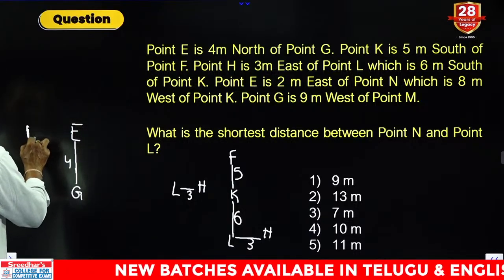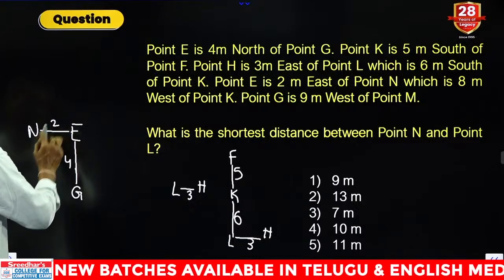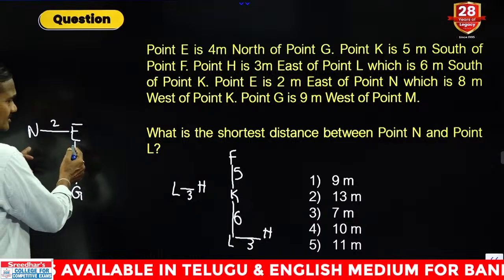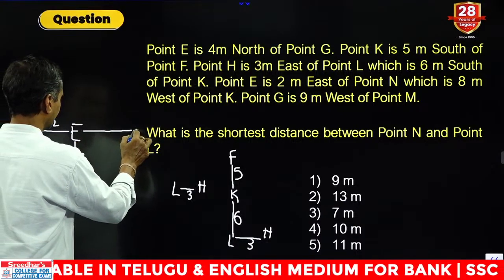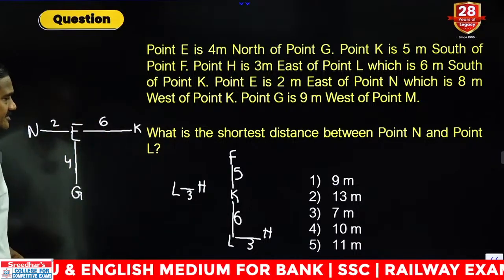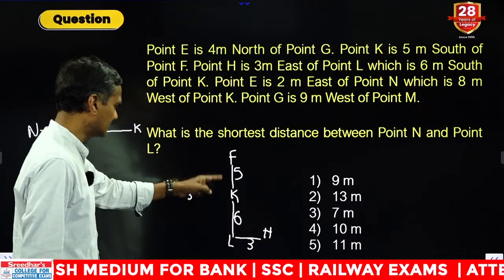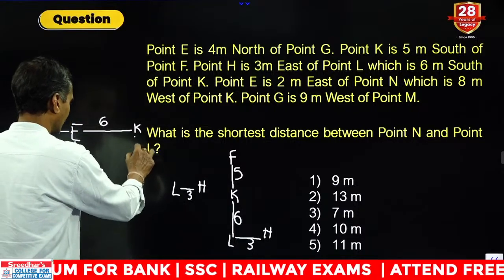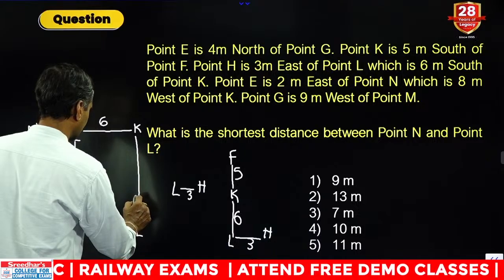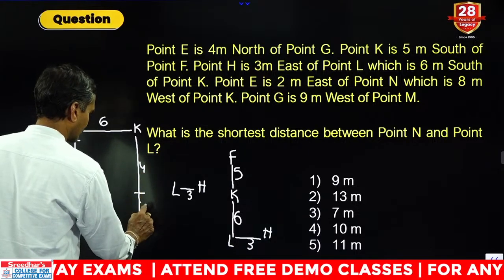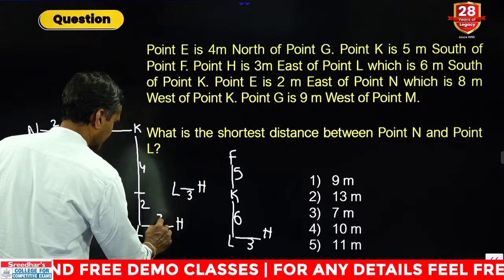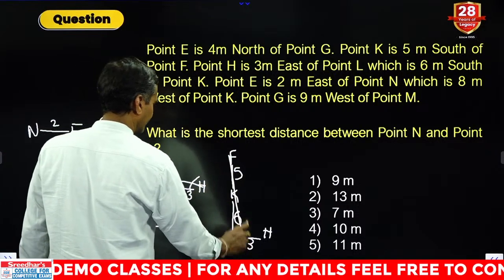Now N is 8 meters to the west of K, and so K is here. N is 8 meters, 2 plus 6, 8 meters. As K is already fixed here, south from K is L, and the distance is 6 meters; out of it up to here 4, and this is 2. L to H, the distance is 3 meters. Clear? We have taken this entire information.